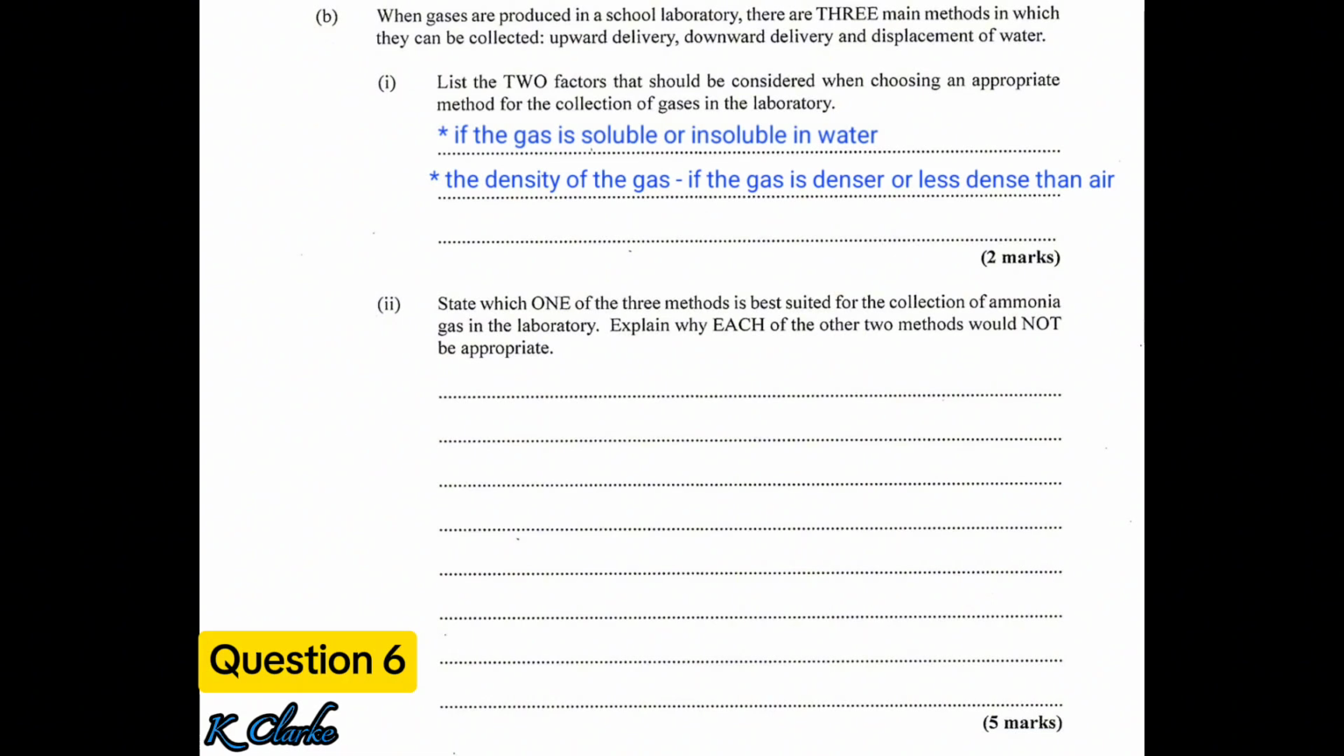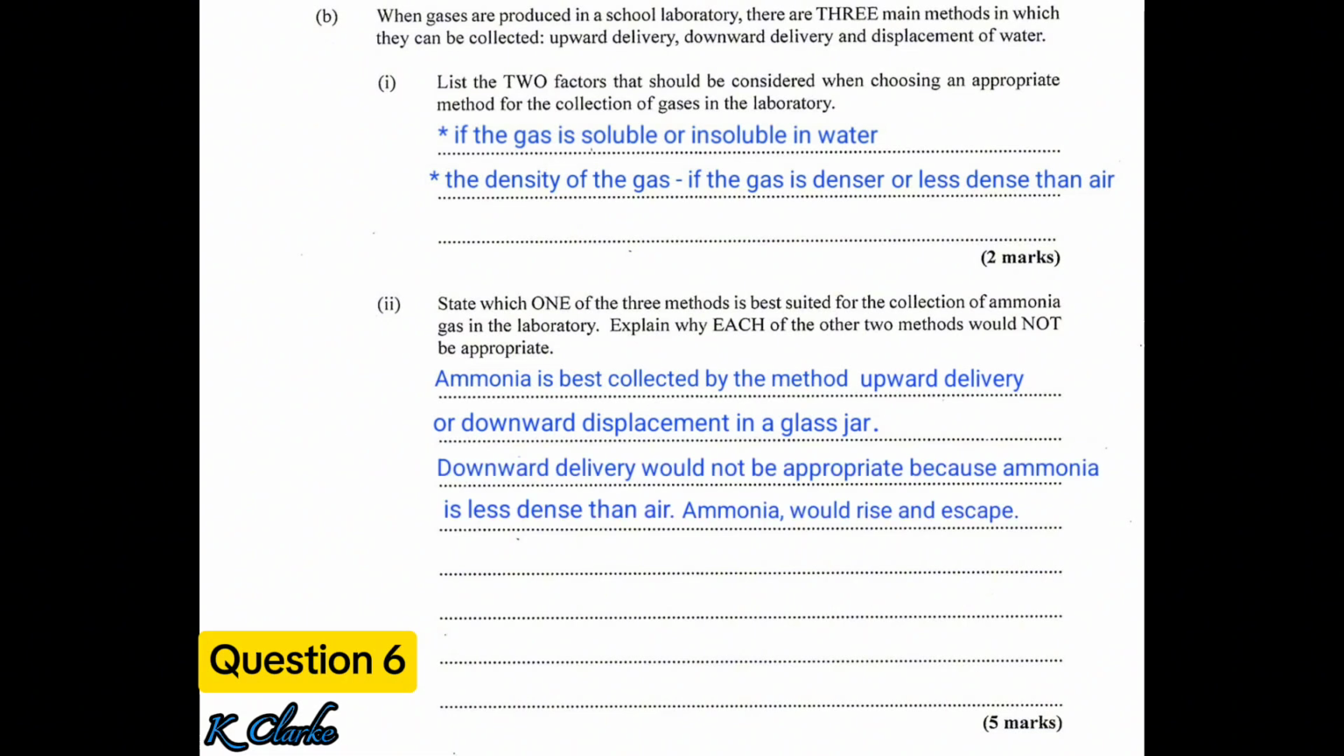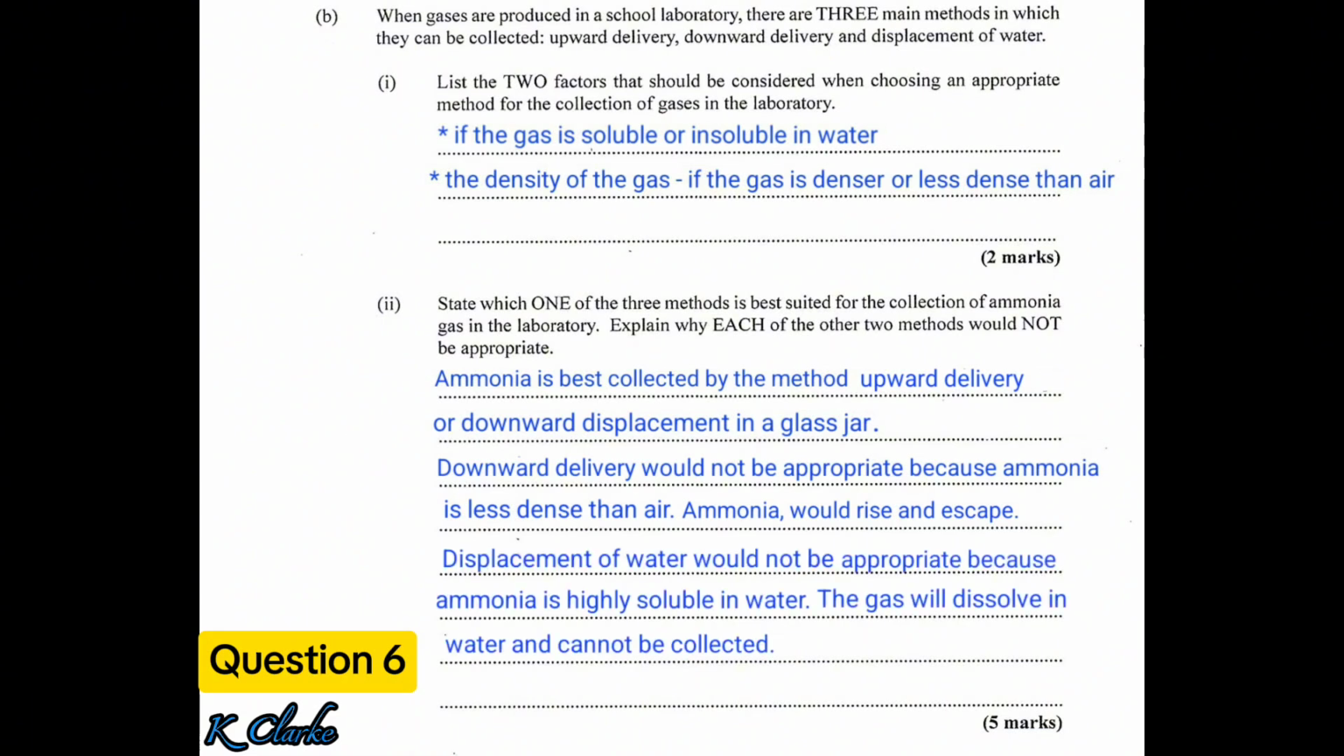Part 2. State which one of the three methods is best suited for the collection of ammonia gas in the laboratory. Explain why each of the other two methods would not be appropriate. Ammonia is best collected by the method upward delivery, also called downward displacement, in a glass jar. Downward delivery would not be appropriate because ammonia is less dense than air. Therefore, ammonia would rise and escape. Displacement of water would not be appropriate because ammonia is highly soluble in water. The gas will dissolve in water and cannot be collected.